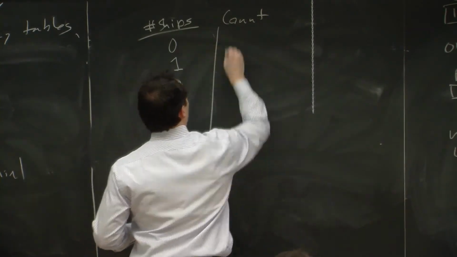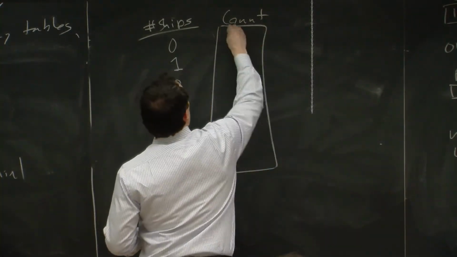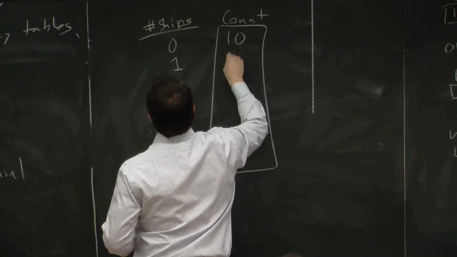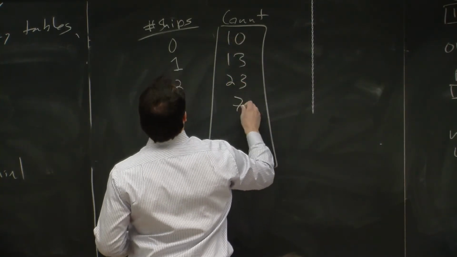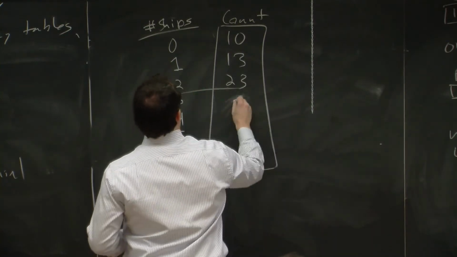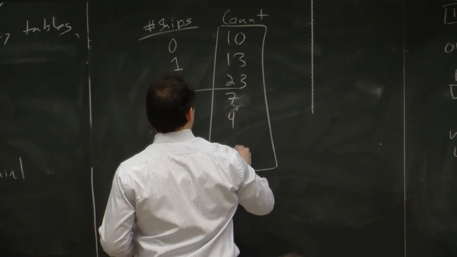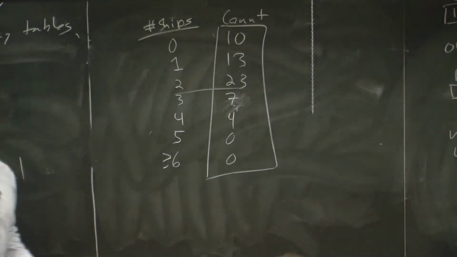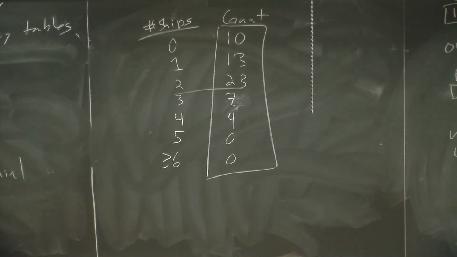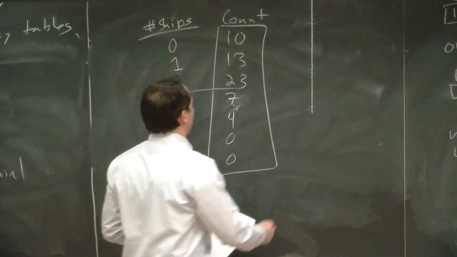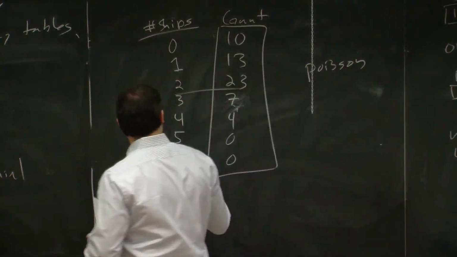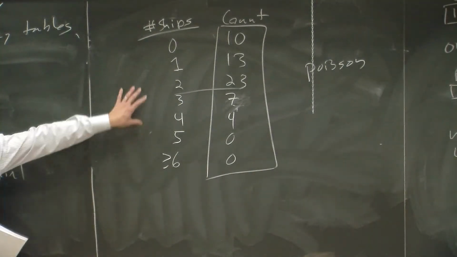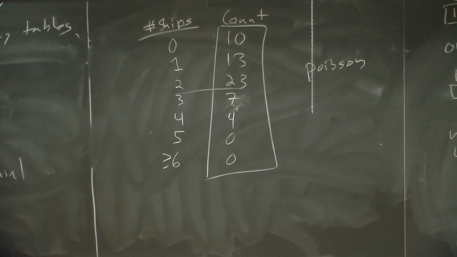So this is our table, and we have some number that appears. It could even be the same numbers: 10, 13, 23, 7, 7, 4, maybe 0, 0. So it's the same numbers that appeared over here, but now it has another interpretation, which is that I'm thinking about this as being a Poisson, but kind of a Poisson with one cell, and this is just a way of interpreting the data.